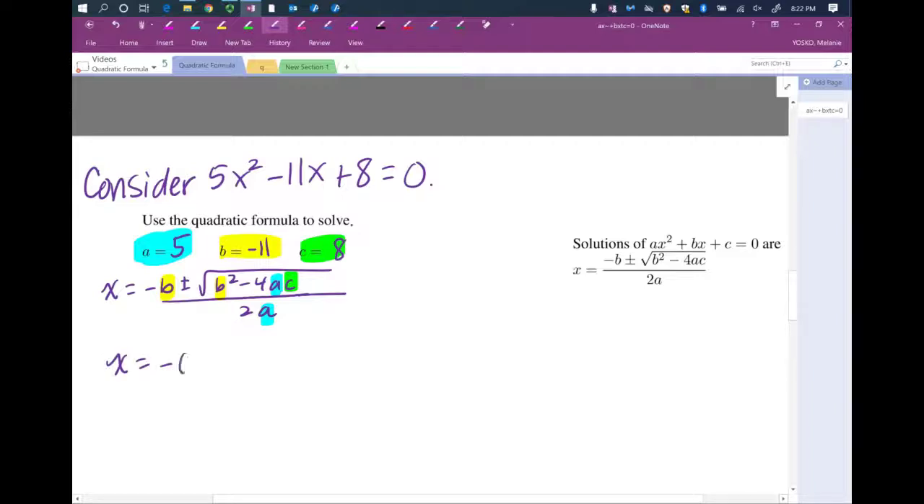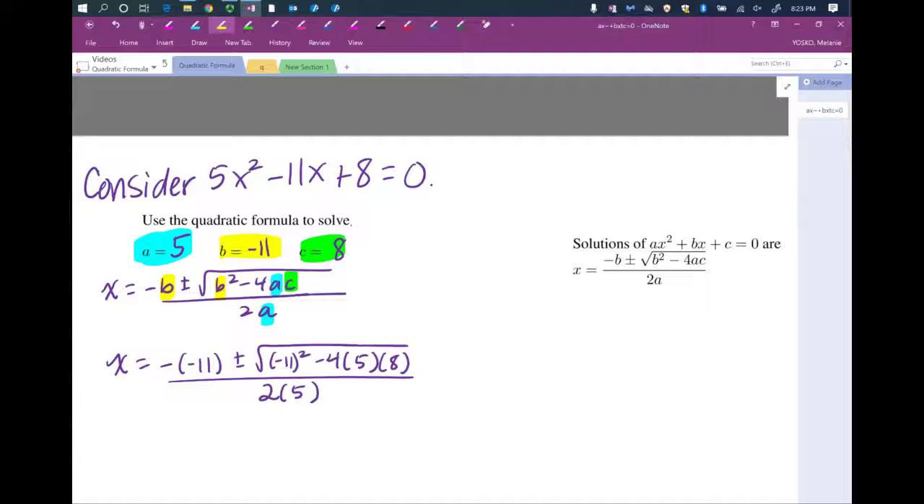So x equals the negative of negative 11, plus or minus the square root of negative 11 squared minus 4 times a, so 4 times 5 times c, and c is 8, all divided by 2 times a, or 2 times 5. So let's go through this and make sure we got it. Negative of negative 11, and then we have the negative 11 squared because we have b squared under there. a is 5, so here's my a, and then my c is 8. So take just a moment and make sure. Negative b plus or minus the square root of b squared minus 4 times a times c, all of it divided by 2a. Okay.